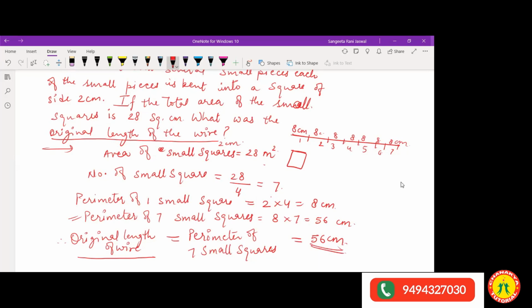Yes, ma'am. So this question was slightly different. The side of each square was given and we were given the total area of the squares also. And with that we could find the perimeter of the square. So when we know the perimeter of the square, we know the length of one small piece, and multiplied by all other pieces, we got the perimeter of 7 small pieces. We got the original length of the wire, right? So please practice this question.